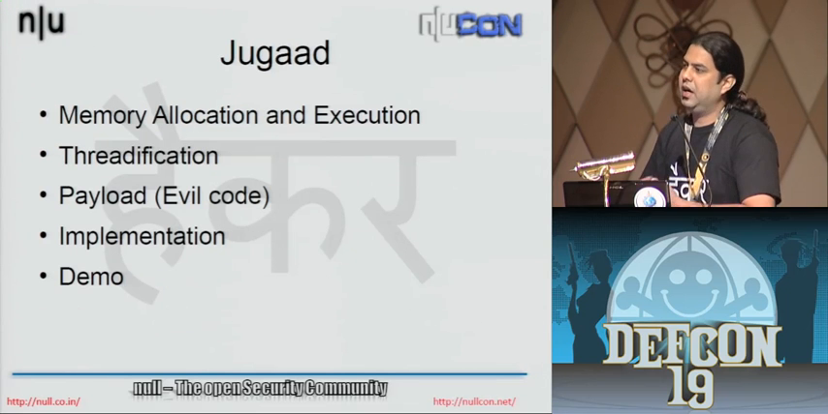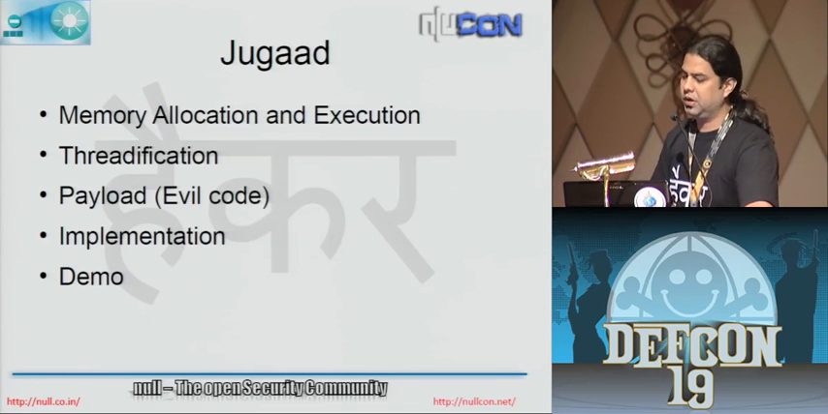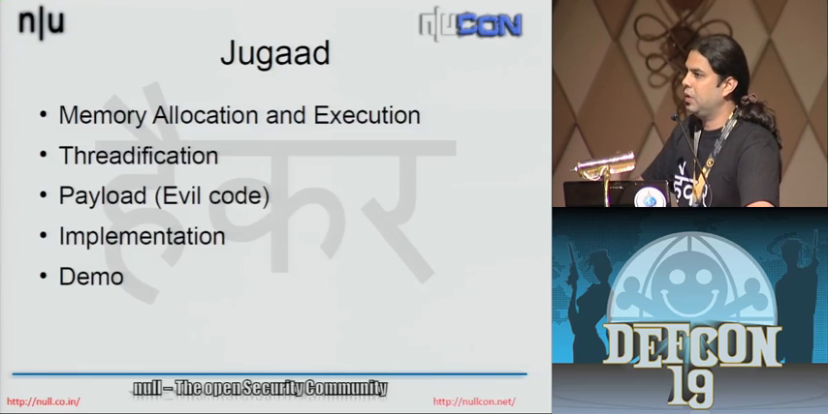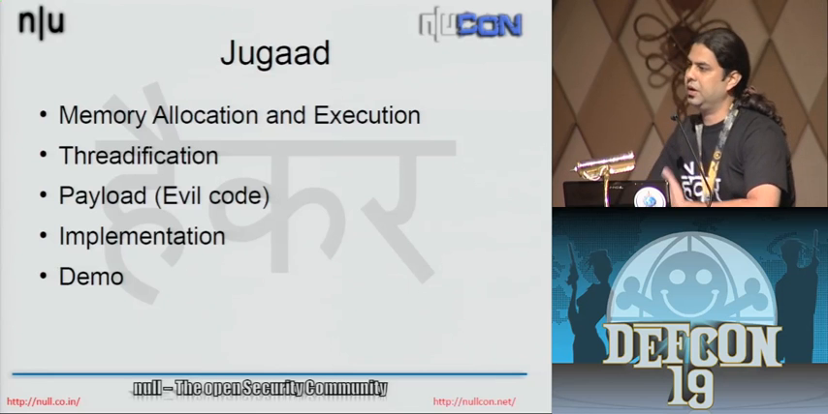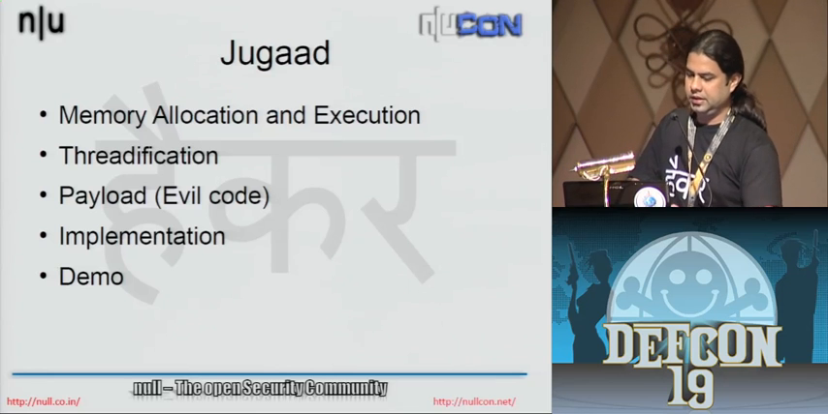So I divided the problem into 3 parts. One was memory allocation and execution: how do you allocate memory inside the process, and how do you make it execute? Then, how do you threadify, or how do you create a thread inside that particular process? And the third is the customized payload that you want to execute inside that process.